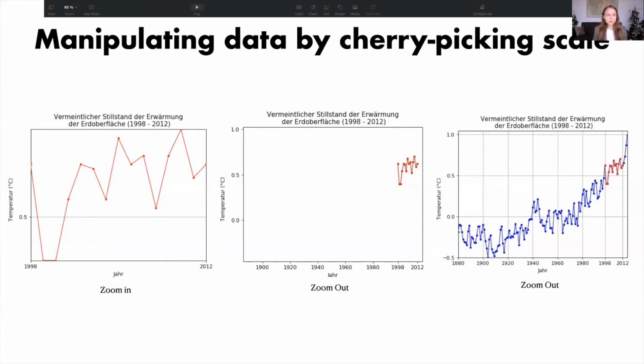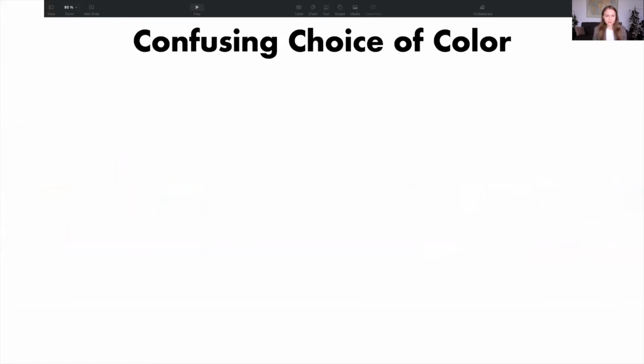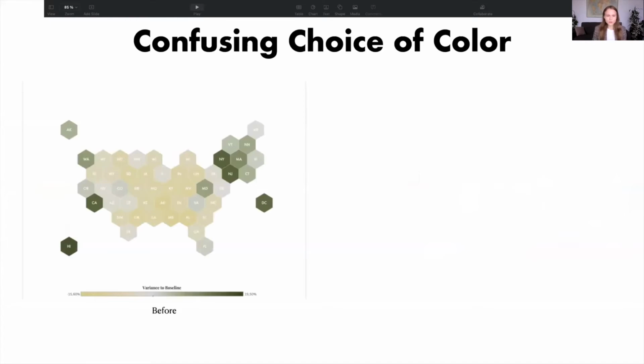So now let's go to communication errors. The first one is a confusing choice of color. Icons, fonts, color schemes, they all carry connotations that affect their perception. Let's look at the visualization of regional price parities across the United States. A range of green indicates the variance from the baseline, from the median across the US, and the darker the green, the higher the prices, the paler the green, the lower the prices.